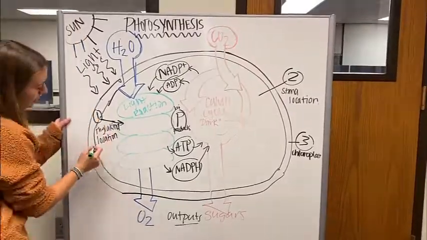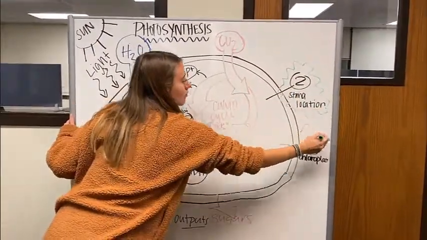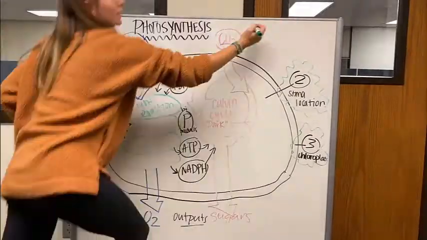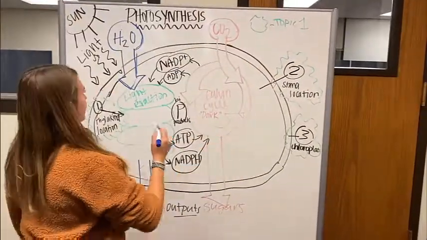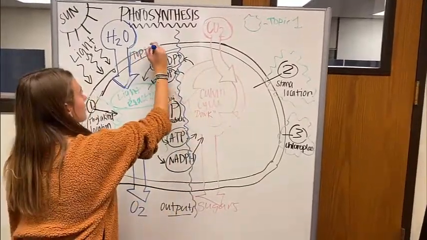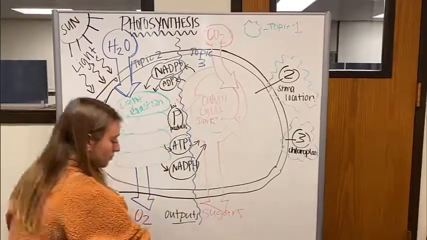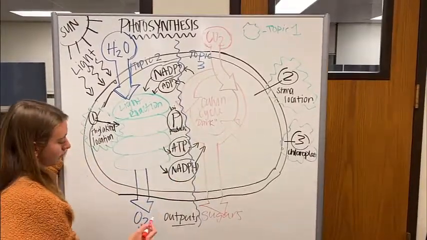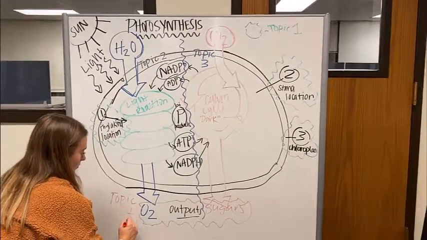Lastly, I'm going to talk about how interleaving can be used for photosynthesis. So right now, I'm just breaking up each of the parts into topics. So topic 1 would be the location of where each thing takes place. Topic 2 and topic 3 would be topic 2 being the light reaction, and then topic 3 being the dark cycle. Then for topic 4, I'd break it out into outputs of photosynthesis.